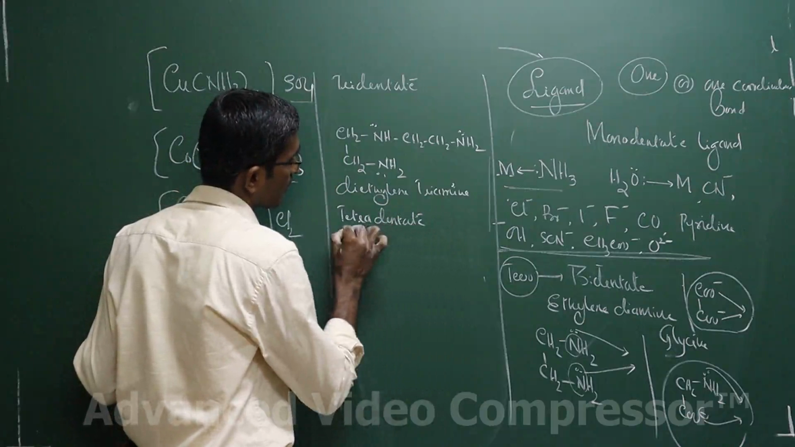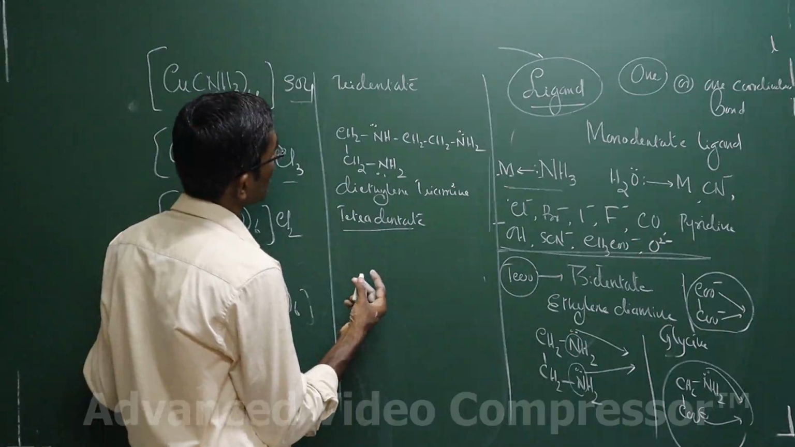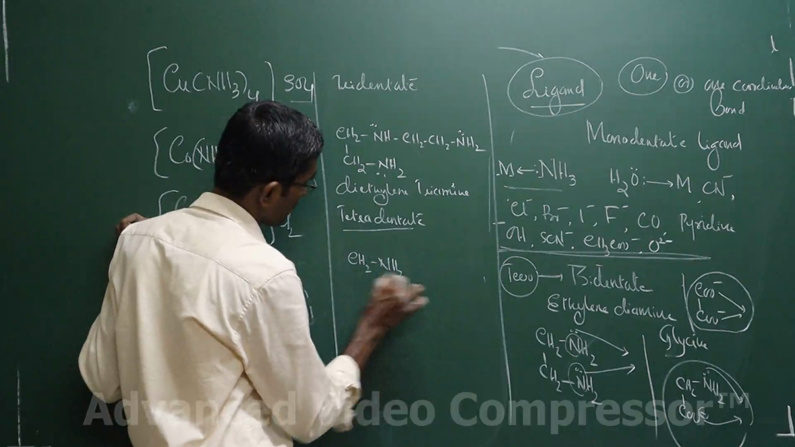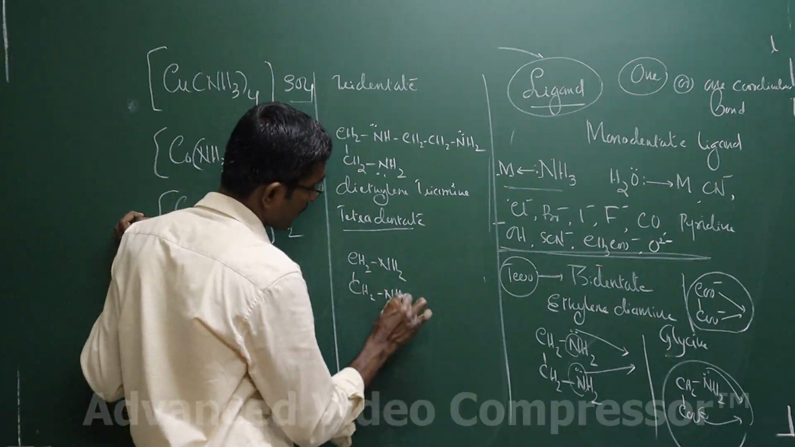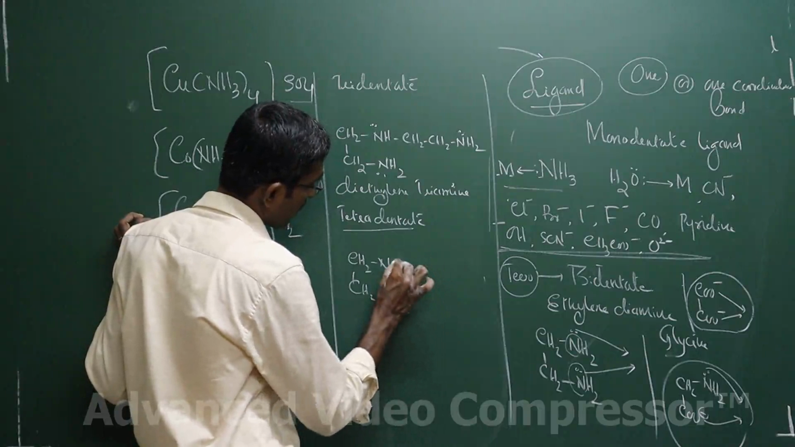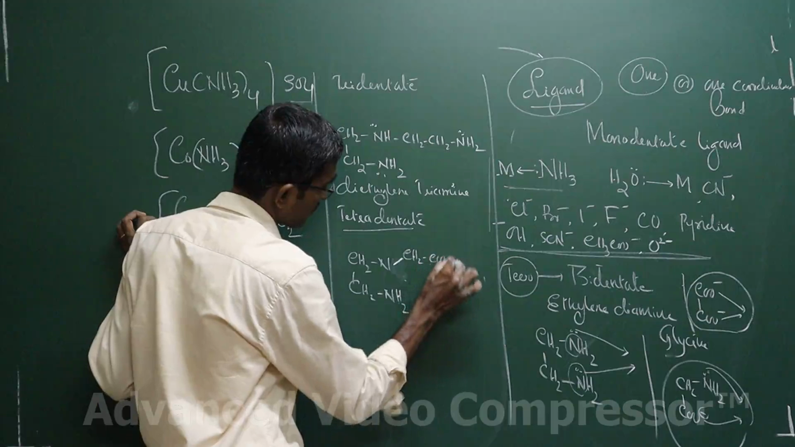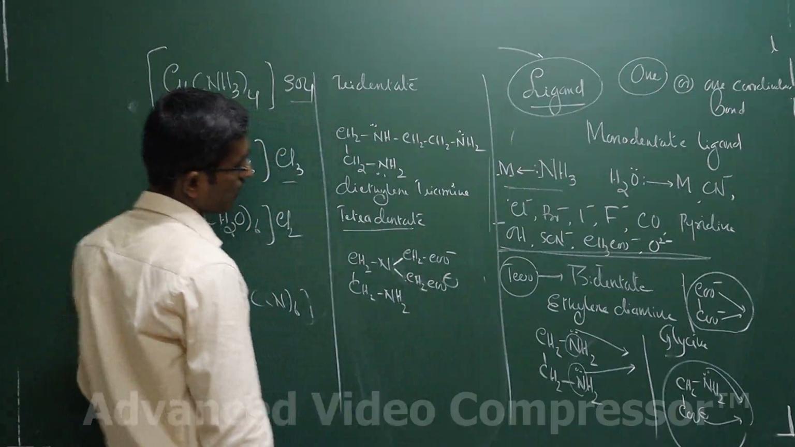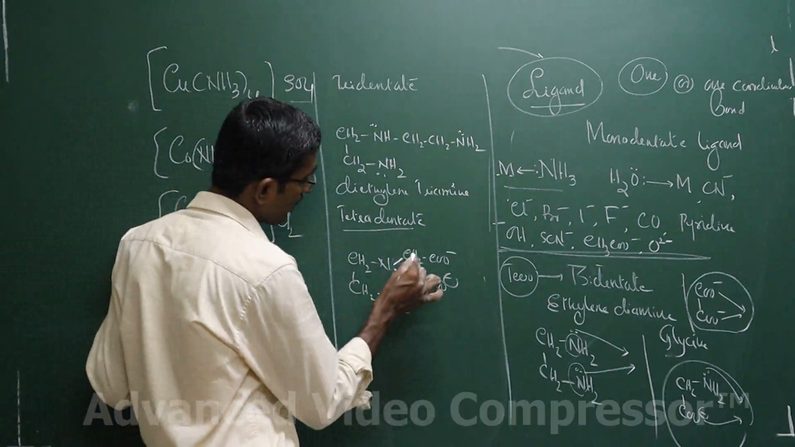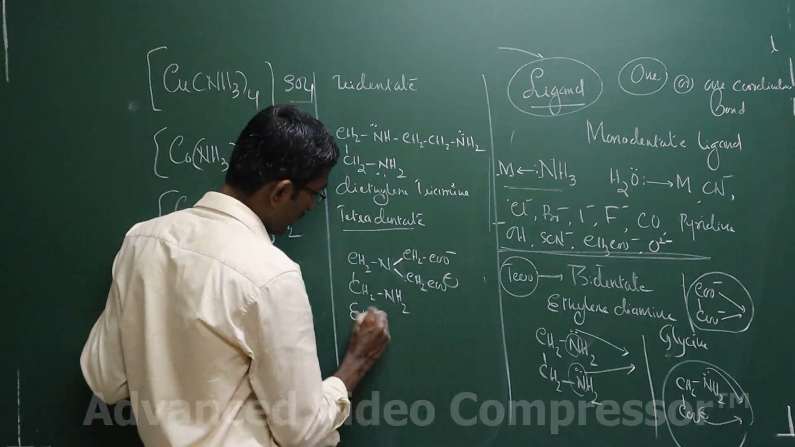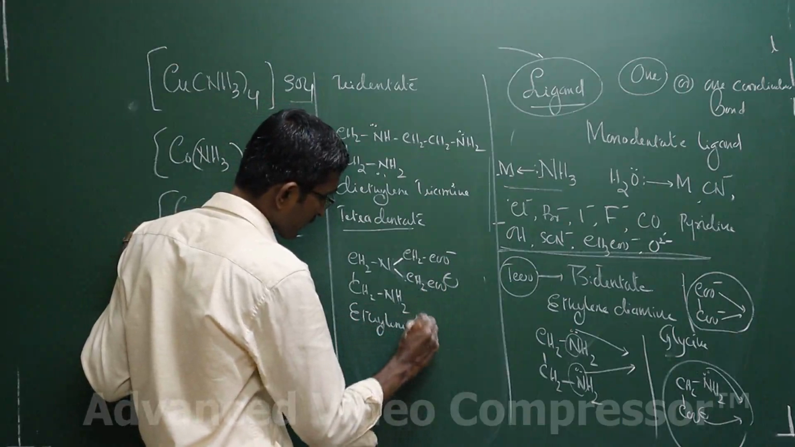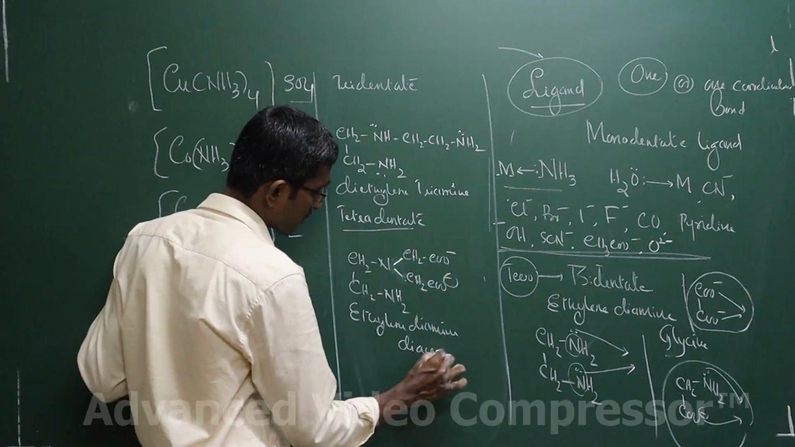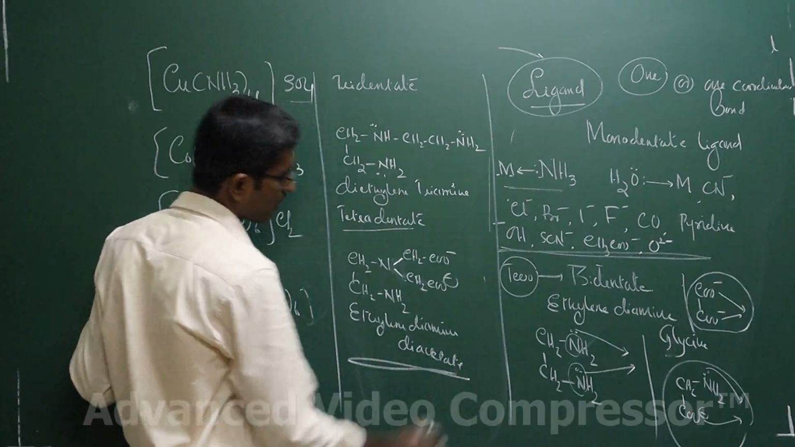Tetradentate ligand. For example, CH2 NH2, CH2 NH2. This is ethylene diamine, right? So both the hydrogens can be replaced by CH2COO minus and CH2COO minus. That is ethylene diamine diacetate. Ethylene diamine diacetate ions are there. So this is the ligand we have.